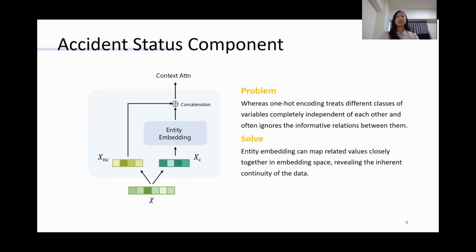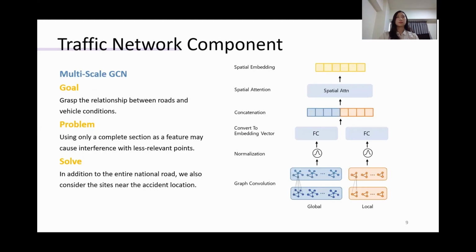In the accident status component, first, we distinguish between the categorical and non-categorical data and convert the categorical data into embeddings for subsequent processing. After that, we concatenate both non-categorical variables and converted embeddings. Finally, a self-attention mechanism is used to find the features that it should pay more attention to, which allows the model to effectively capture the relationship between variables.